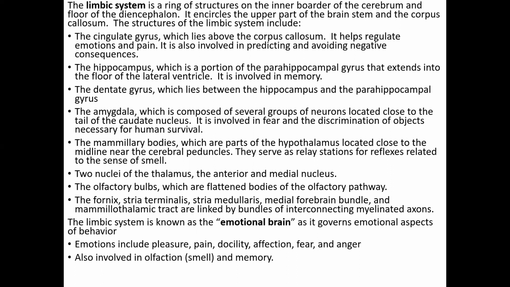Structures include the cingulate gyrus, which is above the corpus callosum. Function of the cingulate gyrus is to regulate emotions and pain. It is involved with predicting and avoiding negative consequences. A good example of that would be studying for an exam so you don't fail. Okay, that would be a negative consequence.